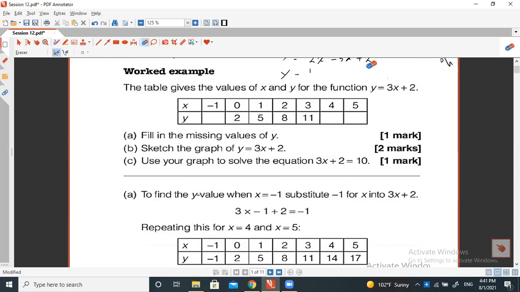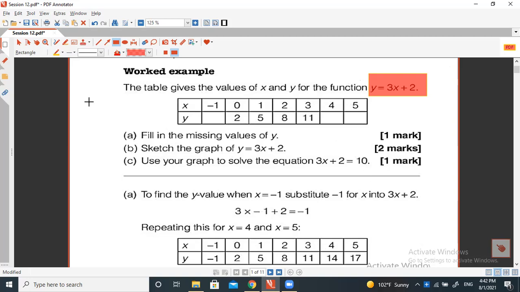Do you read this? Okay, the table gives the value of x and y for the function y equals 3x plus 2. A, fill in the missing value of y. Okay, so this function is a linear function. Linear because it's in first degree. In first degree, there is no x squared, there is no x to the third power, there is no 1 over x, there is no x to any power, you know. So it's only a linear function, okay?